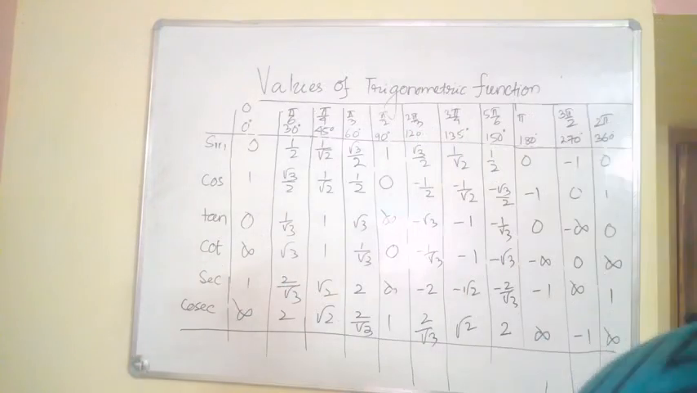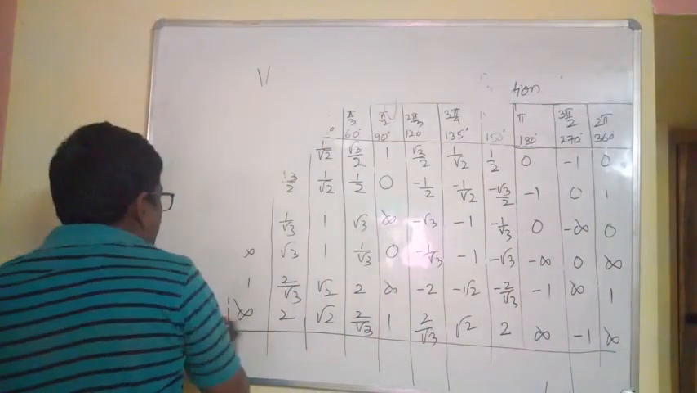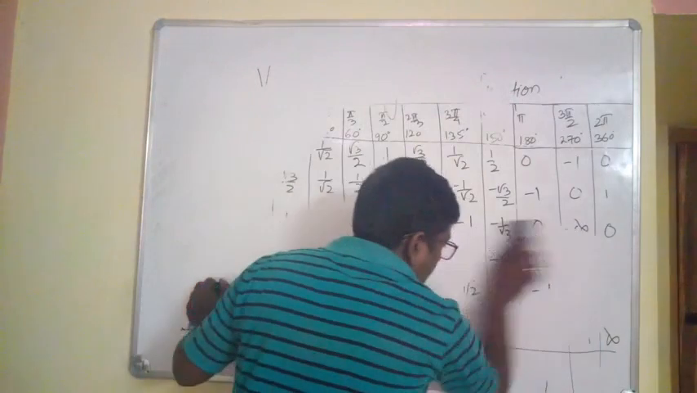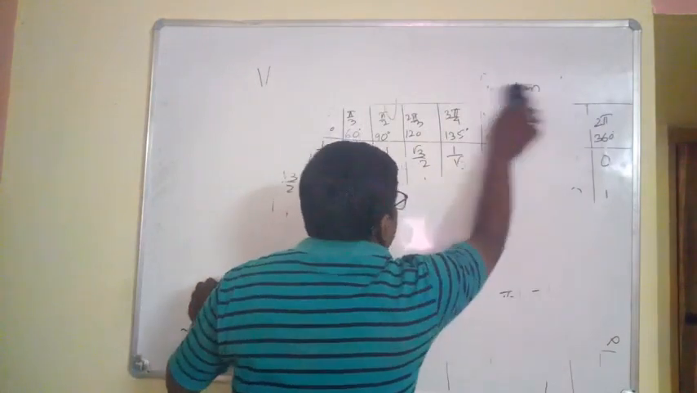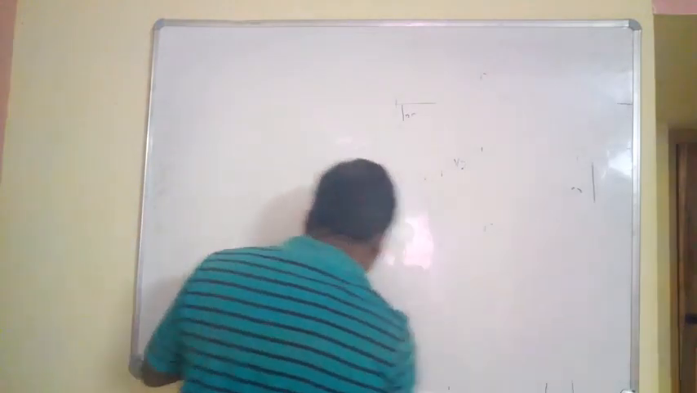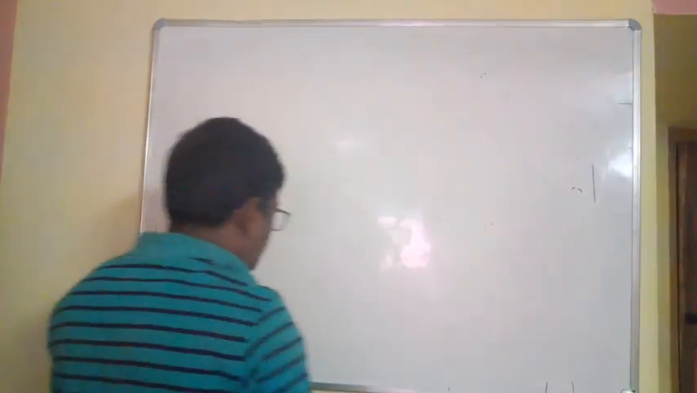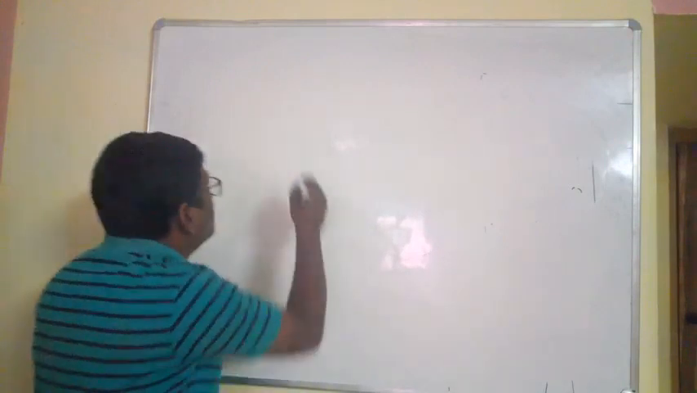These are the values of the trigonometric functions at particular angles. One trick, most of you know the trick from 9th class or 10th class.